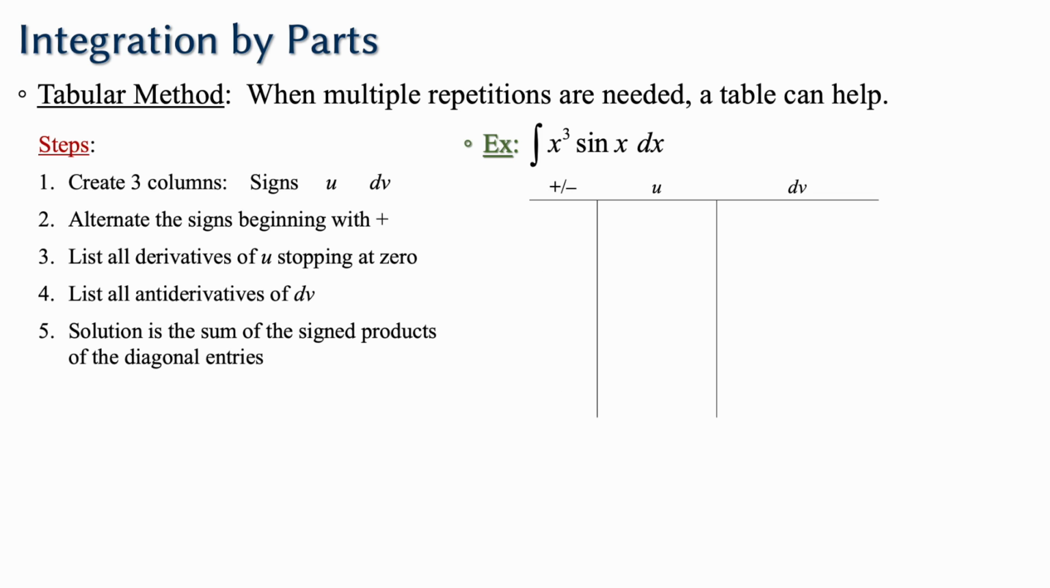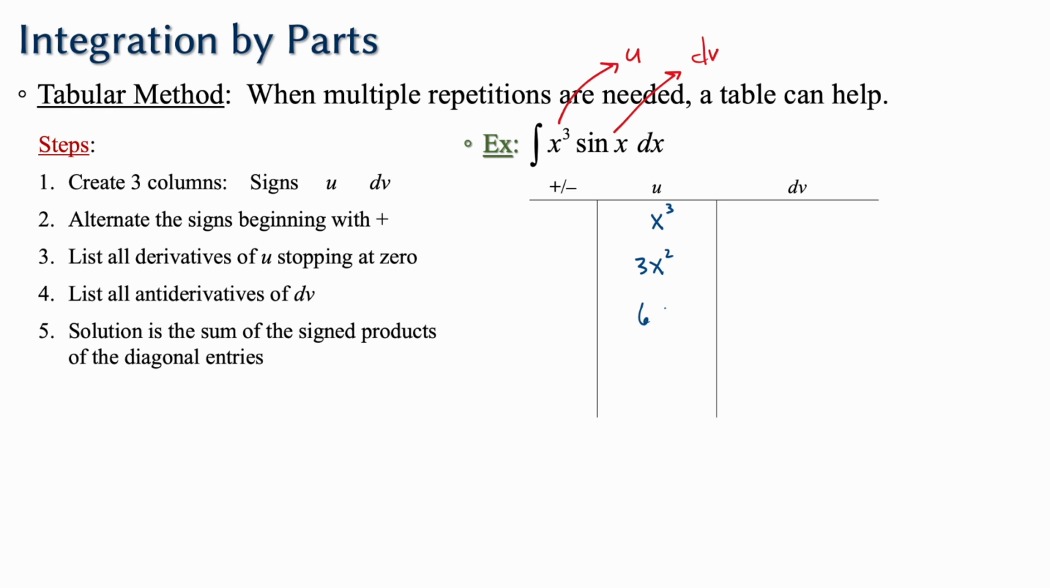Now in this example, again, the u is obviously going to be my x to the third because I can differentiate it away. Sine of x ain't going anywhere, but it is an easy antiderivative, so that'll be my dv. All right, so that means I'm going to start with my u value being x raised to the third. So to determine how long this table is going to go in all the columns, we take this right here and now differentiate it away. So the derivative here is going to be 3x squared.